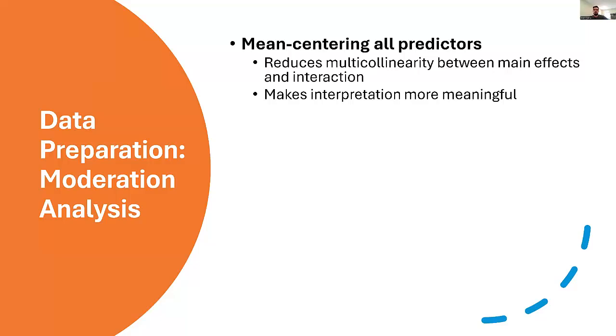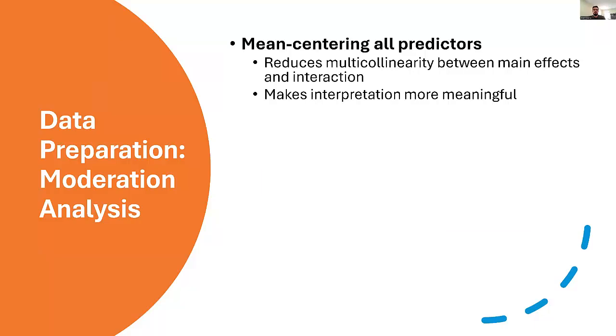So for data preparation, which we'll go through, you're going to want to mean center all of your predictors. It's a key step in moderation. This is just subtracting the mean value from each observation. It can get kind of tricky when you're plugging in values into the equation.